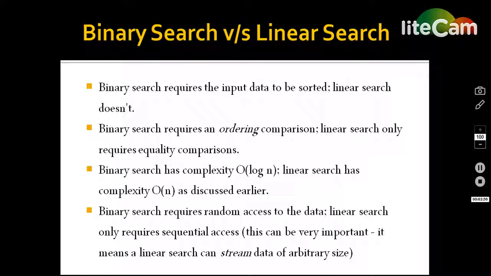Binary search has complexity O(log n). Complexity is the time complexity, meaning how much time it requires. Linear search has complexity O(n). Binary search requires random access to the data. Linear search only requires sequential access. So binary search is random access, but linear search only requires sequential access, meaning it goes through the sequential positions from 1 to the end.